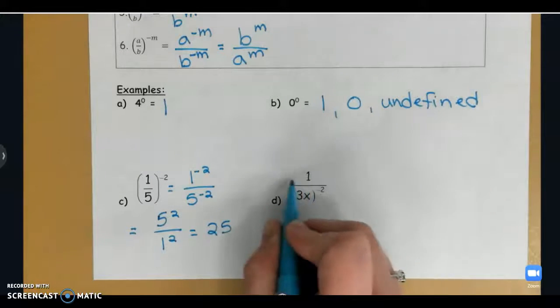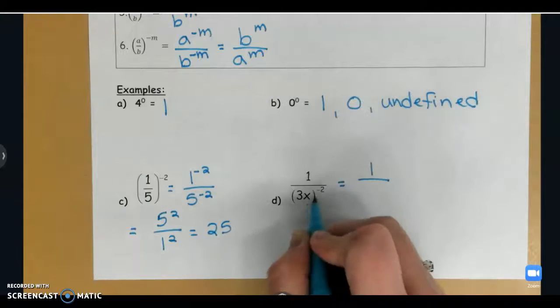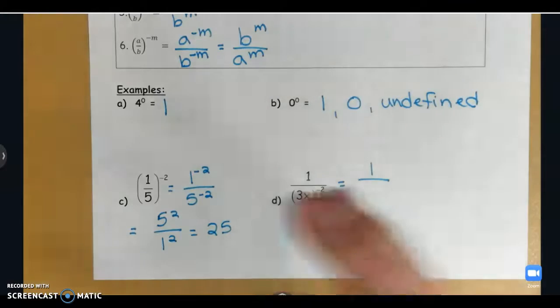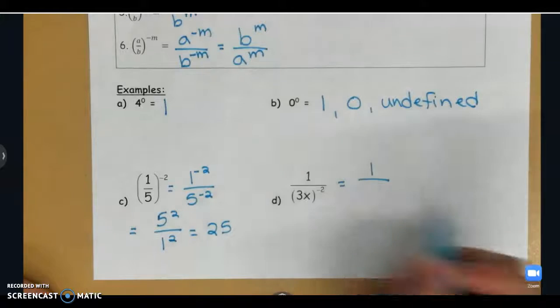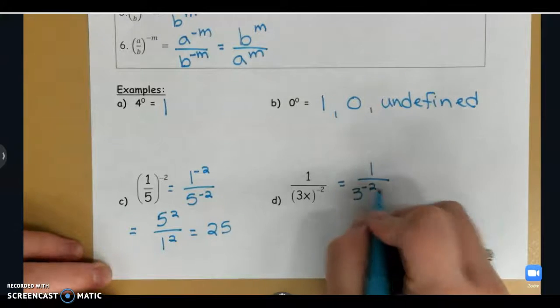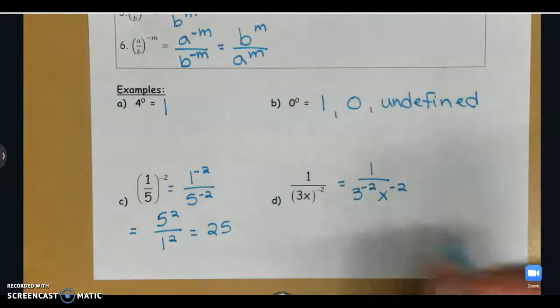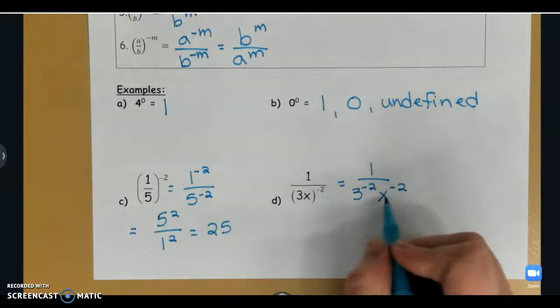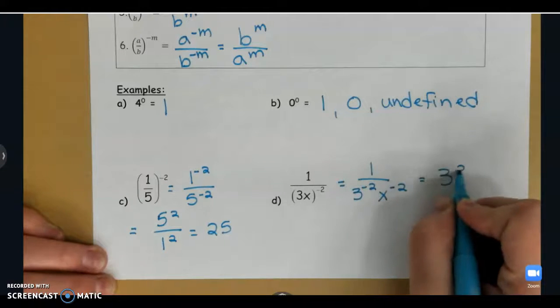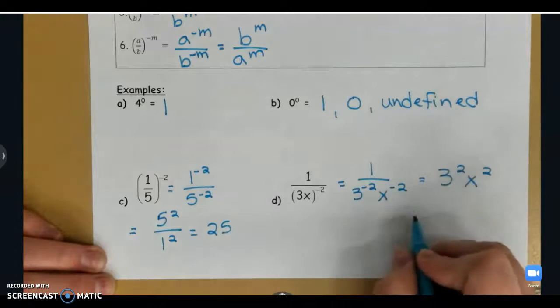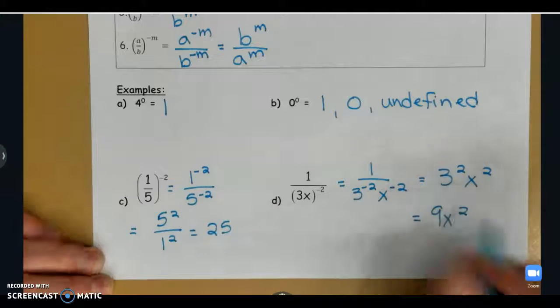D, nothing in the top is going to change, but in the bottom, I've got this 3x surrounded by parentheses being raised to the negative 2 power, which means both of these are going to be to the negative 2 power. We're going to distribute. And then again, I don't want negative exponents, so I'm going to move those all to the top. So that's going to be 3 squared x squared, and 3 squared is 9. So 9x squared.